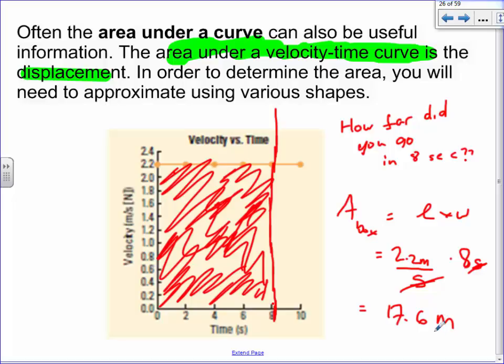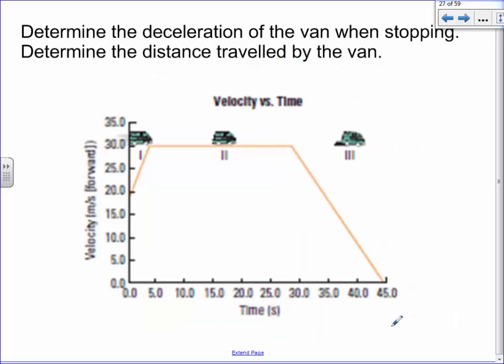If I were to ask you how far you traveled in 10 seconds, you'd change the size of your box. Boxes work really well if you have a very flat line across. But I can't guarantee that every graph is going to be a flat line. So I might give you a question like this one here, where it's got some sloped lines as well. So let's try these 2 questions now. This is a very typical 2-parter question.